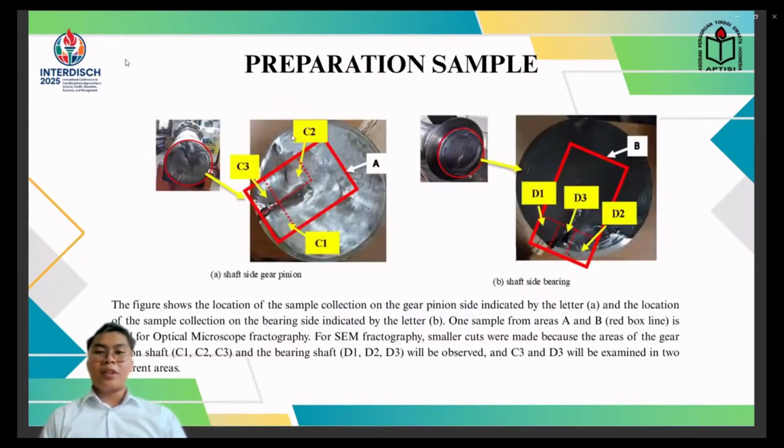Next is the preparation of the sample. This image is the shaft side opening, and this image is the shaft side bearing. A sample was cut from the damaged area and will be observed using an optical microscope and SEM. The red box is for the optical microscope sample, and the dashed box shows the similar cut for fractography SEM.